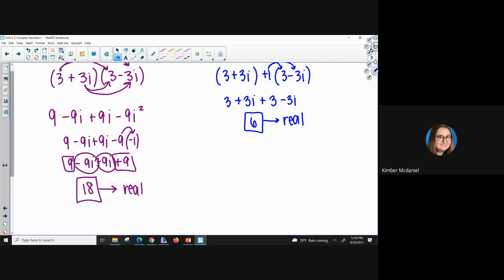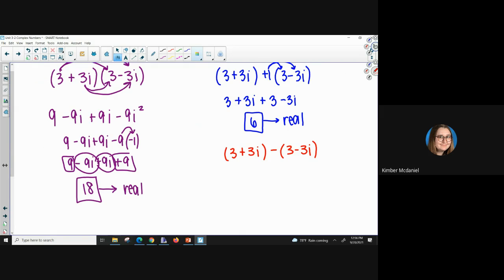Because it doesn't have an imaginary part. Okay. Now, I'm going to do the last one in red. But for the last one, we have 3 plus 3i minus 3 minus 3i. Again here, since there's nothing in front of this first parentheses, we can just drop them out.